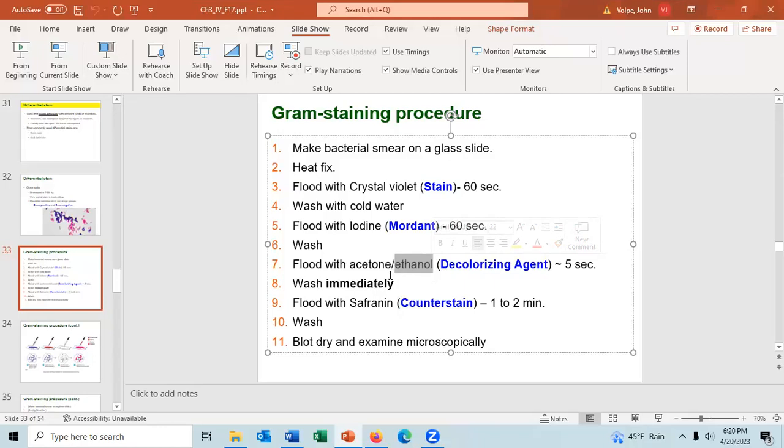You then rinse with water. That should be, oh, it's wash immediately, sorry. And then that's with cold water. And then flood with safranin, the counterstain, for about 1 minute. Dump that off and then wash with cold water. Then blot the slide dry and examine it under the microscope.